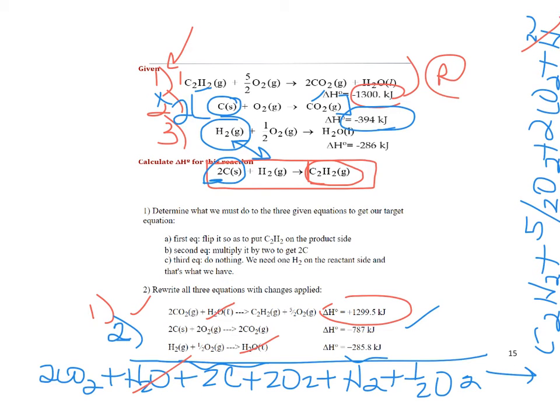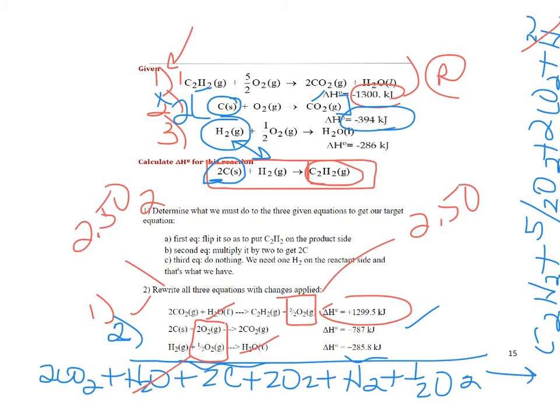What else shows up on both sides? Okay, we have oxygen gas on the reactant side of two of them and on the product side of the other. So now, just like any math equation, if you want to combine like terms, so we have 2.5 oxygen molecules on the reactant side, and 5/2 is 2.5 oxygen molecules on the product side. So the oxygens all get canceled out too.